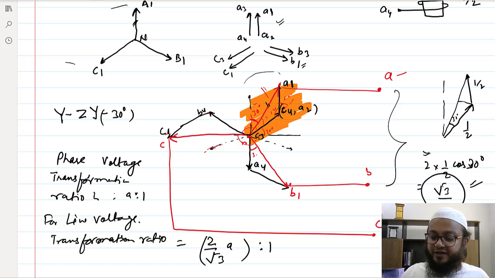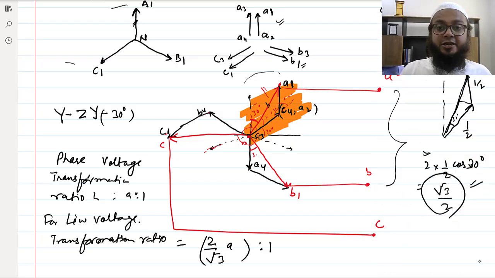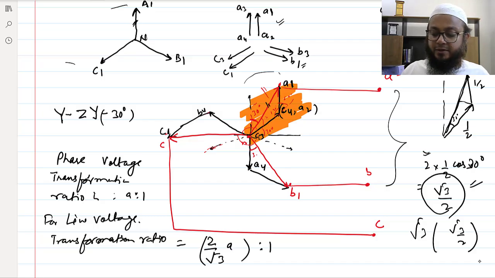Obviously, this is for the phase voltages. This magnitude, the red one which I have drawn here, they are the phase voltages. Then you need to compute the line voltage. Obviously, in a star connected circuit, line to line voltage is root 3 times the phase voltage. So that would be root 3 by 2 of the phase voltage here, that is 3 by 2.